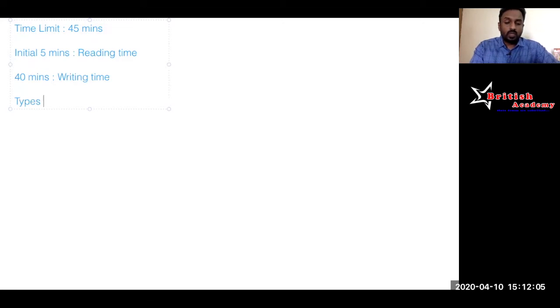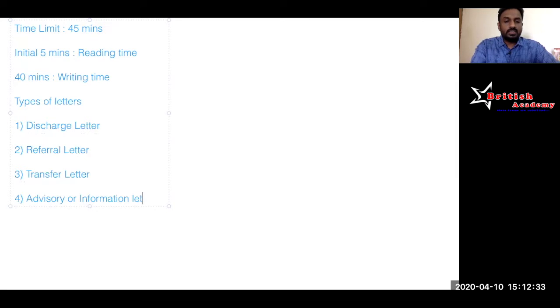Now, let's understand the types of letters we have in OET. The first one is a discharge letter. Then you have a referral letter. Then a transfer letter. The fourth and last is the advisory or information letter, which is very rare, but still good to know. These are the types of letters which have been asked in your OET examinations. You should be prepared for them.